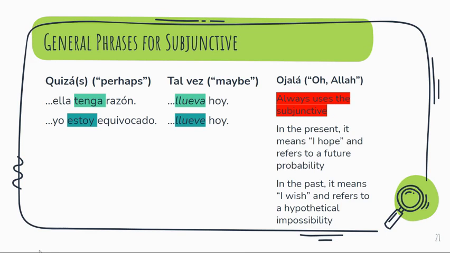In the present, we can interpret ojalá as I hope, because there's a probability of it occurring in the future. Ojalá que llueva hoy. I hope it rains today. And it might. Versus when it's used in the past. Yes, there is a past subjunctive. There's not a future subjunctive, but there is a past. And when we use ojalá with the past subjunctive, it means I wish.